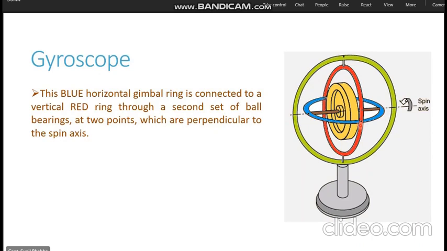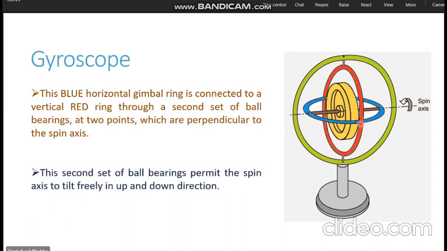And at these two connection points between the blue ring and the red ring, you have another set of ball bearings. Now this second set of ball bearings, present at the connection of the blue and red rings, permits the spin axis to move in up and down direction. You can pay your attention to the laser pointer. This end of the spin axis can move upwards. This is known as tilting upwards, or this end can also move downwards. This is known as tilting downwards.